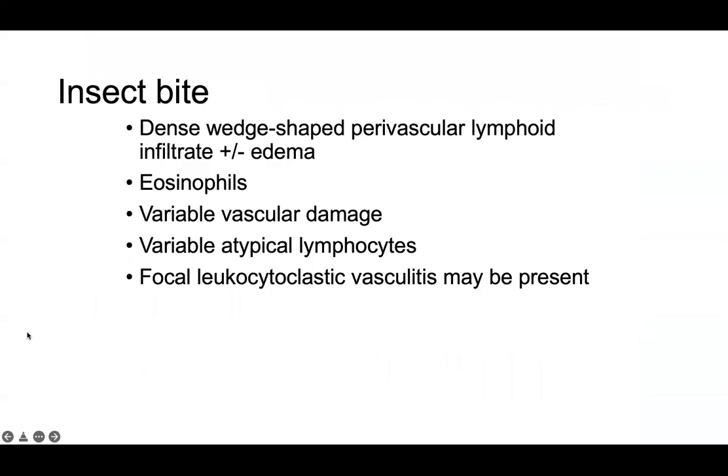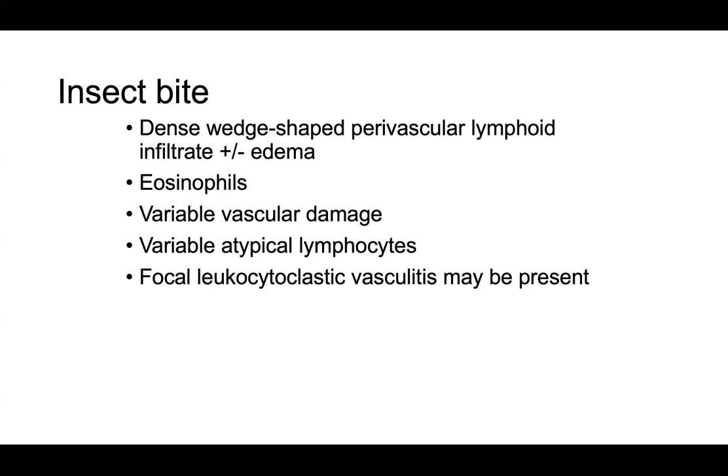What do you see in insect bites? So insect bites or arthropod assaults result in dense wedge-shaped perivascular lymphocytic inflammation, plus or minus edema, plus tons of eosinophils. So if you see a dense wedge-shaped inflammation with lots of eosinophils, you cannot rule out an arthropod assault.